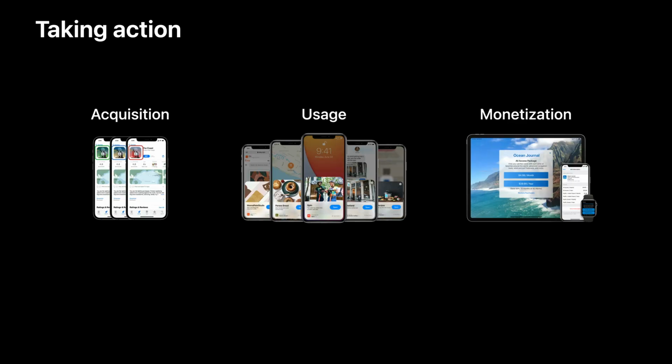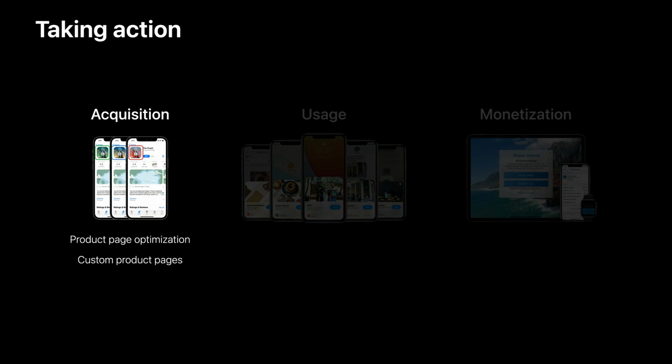Let us end by taking a look at how you can use other tools to take action on this information. The App Store provides a number of developer features that enable you to optimize and improve your performance across the customer lifecycle. For example, to have a great conversion rate, you need to have a great App Store product page, and the App Store offers you tools to help. With the product page optimization, you can test different app icons, screenshots, and app previews to find out which combination of features works best with your customers.